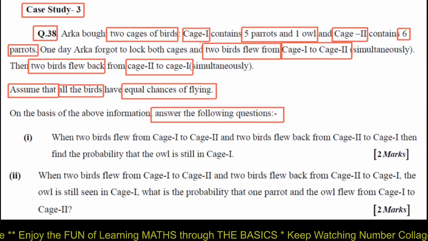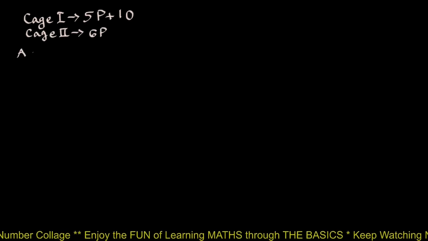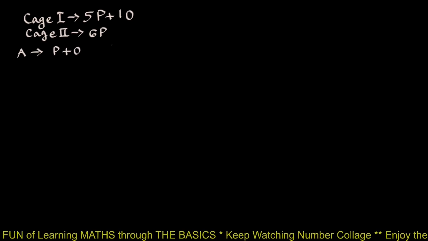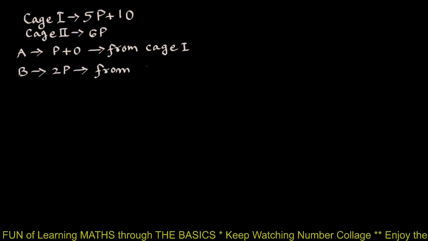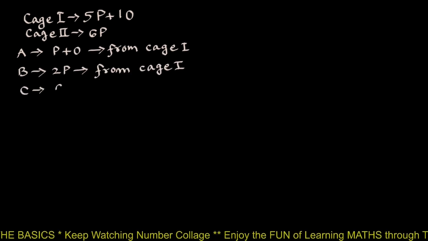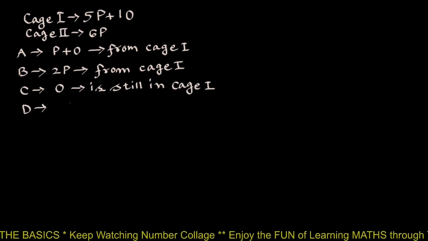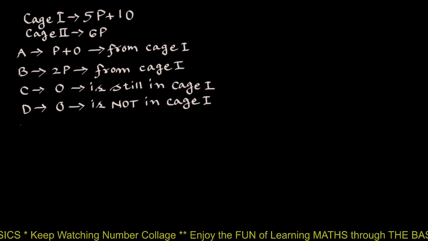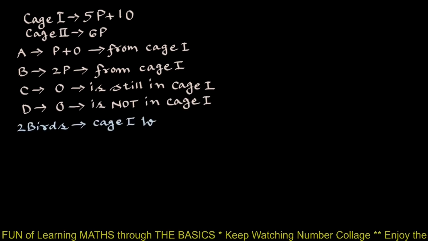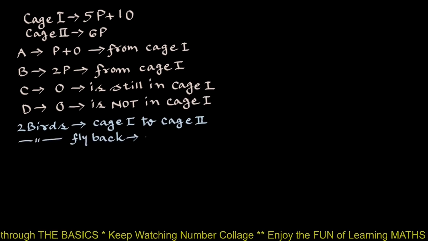First, we will write the data given. Cage 1 has 5 parrots and 1 owl. Cage 2 has 6 parrots. Let A be the event that parrot and owl fly from cage 1, B be the event that 2 parrots fly from cage 1, C be the event that the owl is still in the cage 1, and D be its complementary event that owl is not in the cage 1. Further, it is given that 2 birds fly from cage 1 to cage 2 simultaneously, and 2 birds fly back from cage 2 to cage 1.